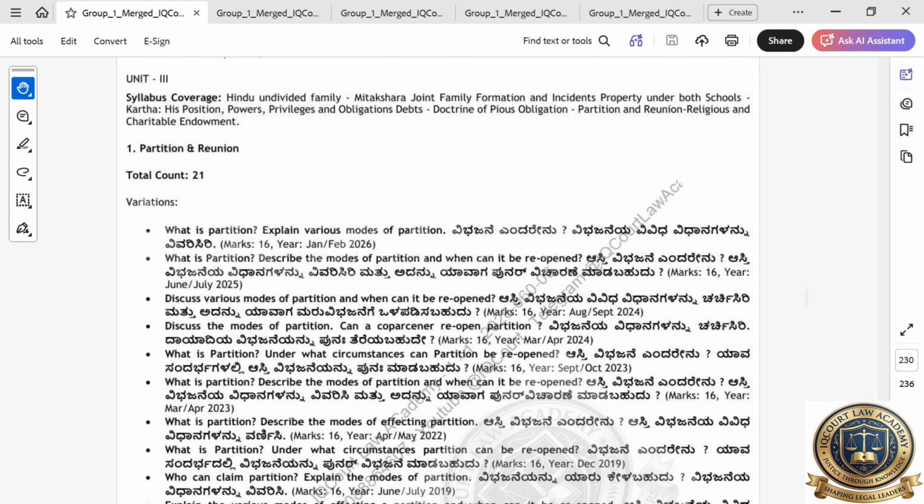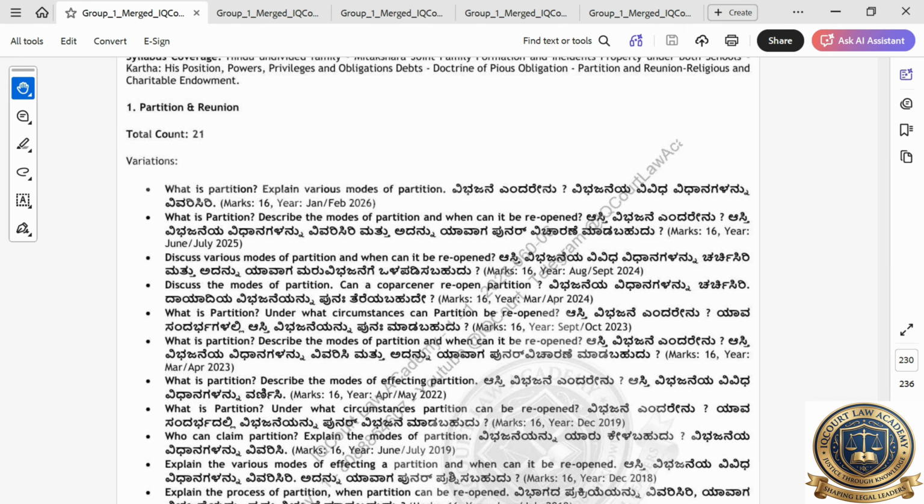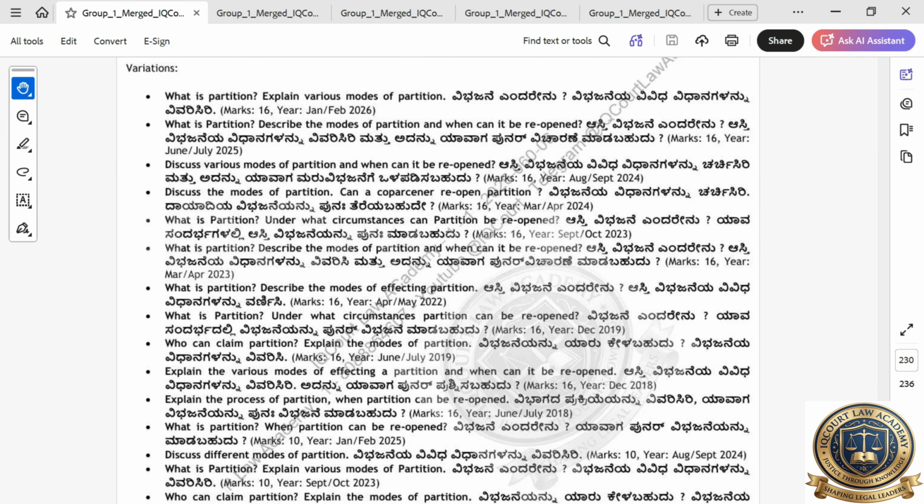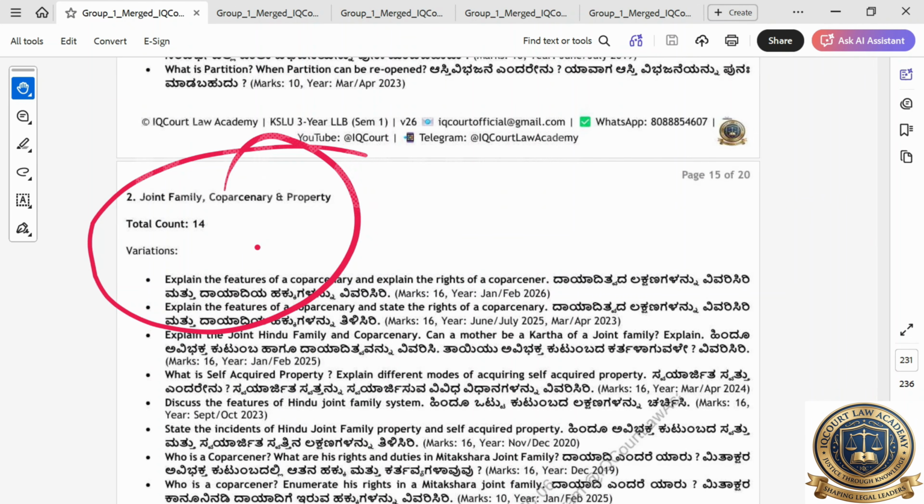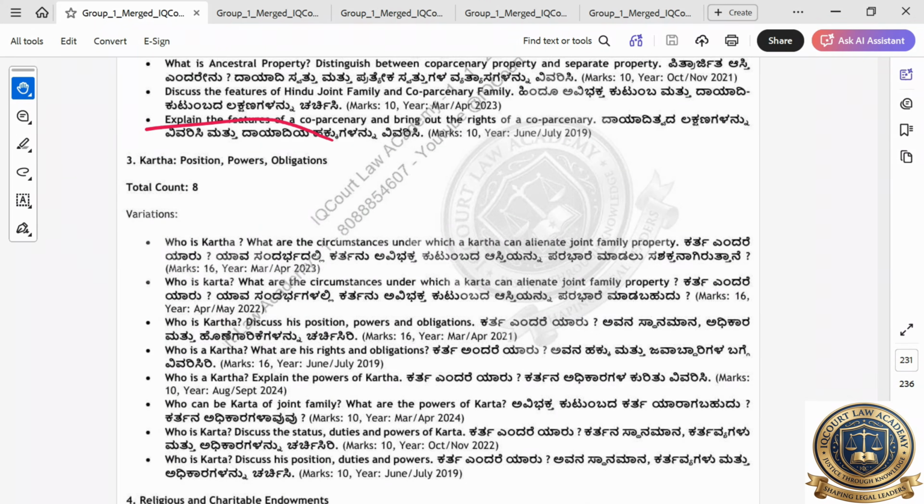We go to third unit, partition reunion. What is partition? Explain the various modes of partition. This one is a very important question. I would say 90% probability is there. You will get it in this exam. But I would rate this question as 90. This question I would rate it as 90% probability is there.